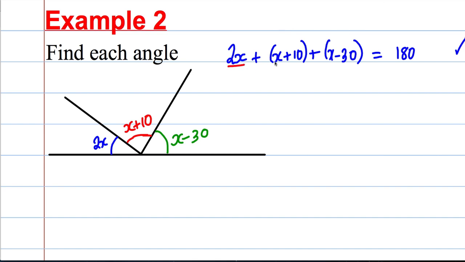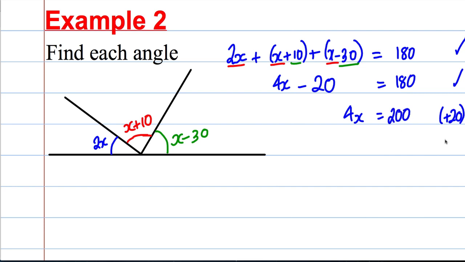Next, count your x's. 2x plus another x is 4x. Count your numbers. There's nothing here. We've got 10, add negative 30. That's like 10, subtract 30, which is negative 20, or subtract 20, equal 180. Let's add 20 to both sides. For tidying up there, you get another mark. Adding 20, we get 4x is equal to 200. Dividing by the 4, we will get x is therefore equal to 50.